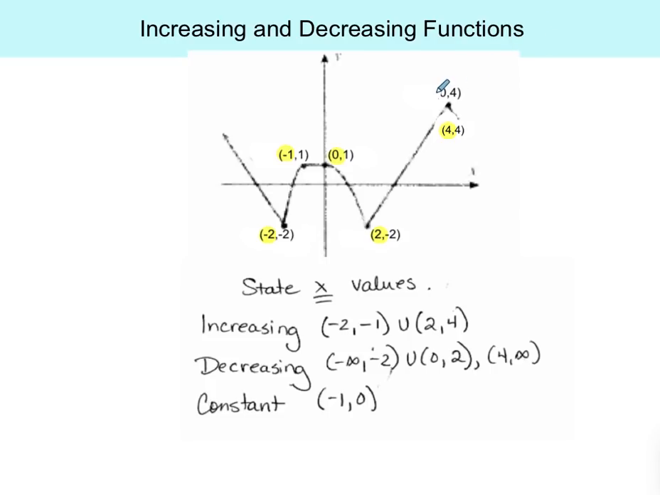And by the way, this should not be there. Then finally, it's constant as I look between -1 and 0. So again, we're only stating the x values, and we're looking for where we're going downhill, where we're going uphill, and where we're not going up or down, constant.